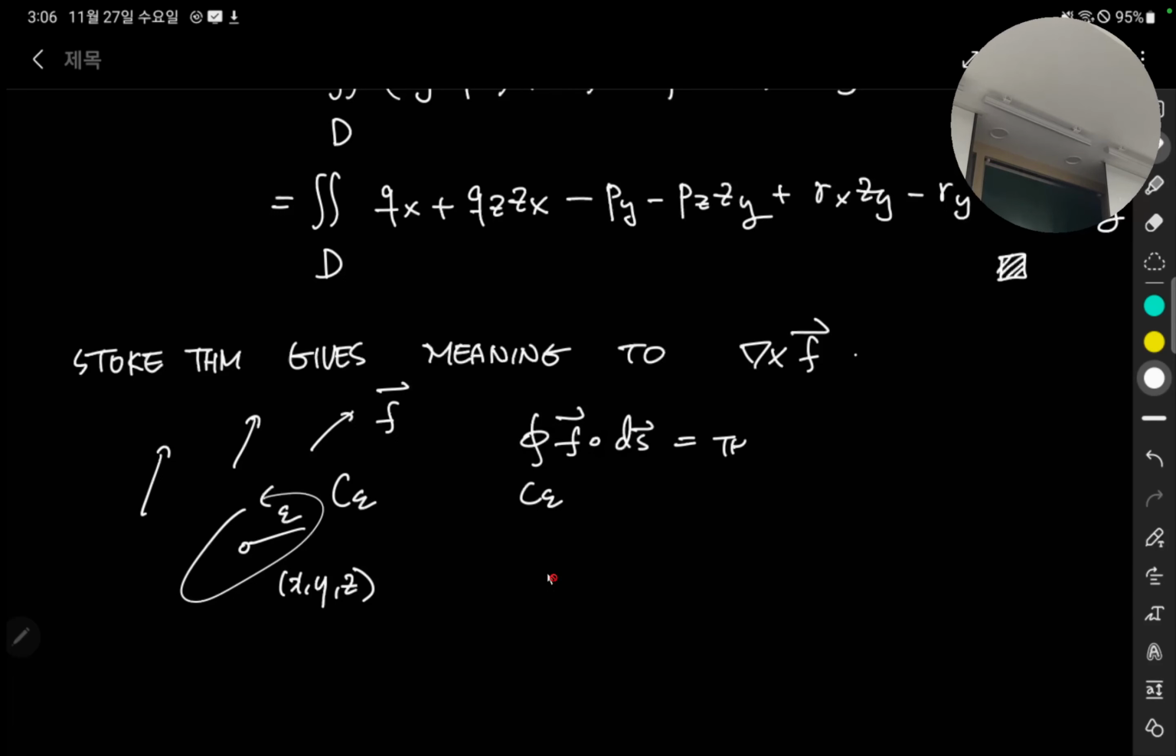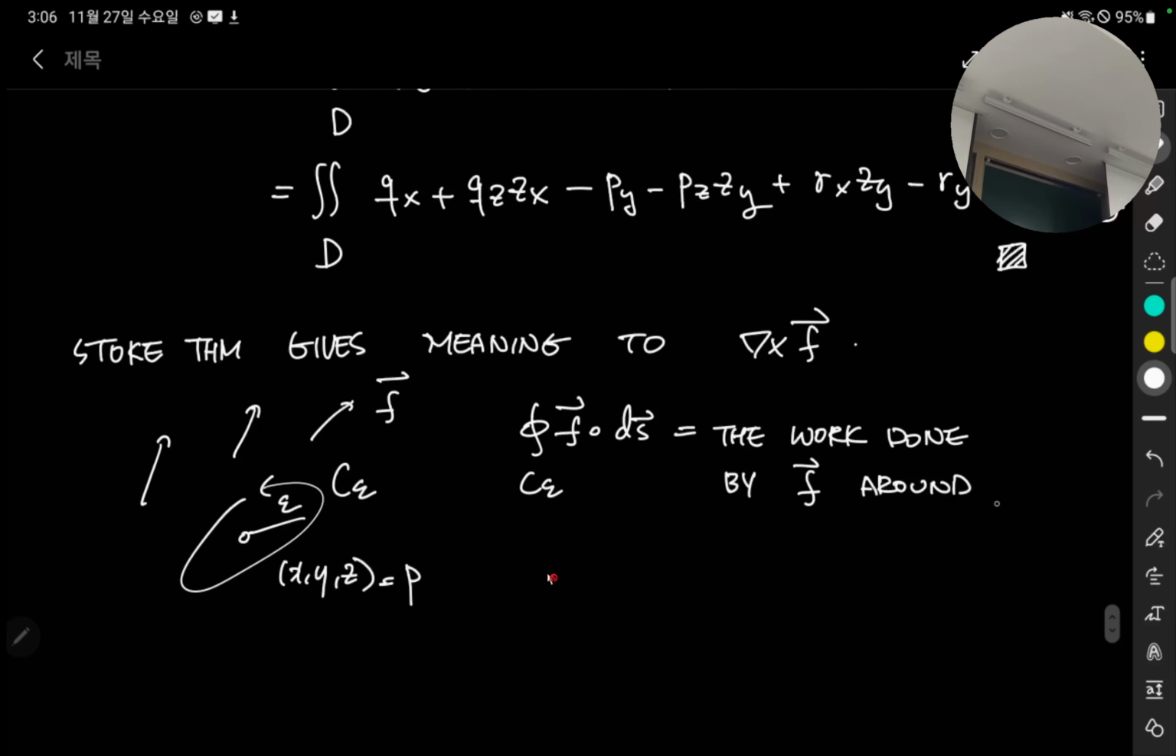this is the work done by the vector field F around the point P. Okay? And Stokes' theorem says, let's assume that the vector field is well defined on the plane.